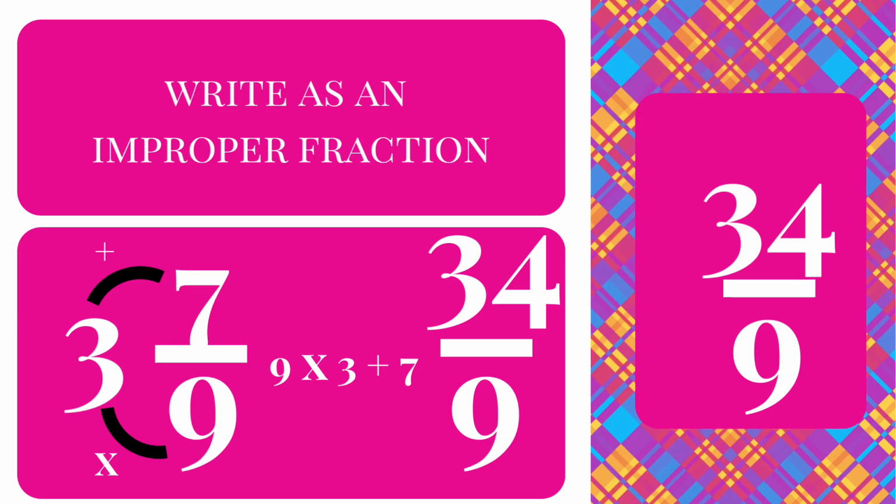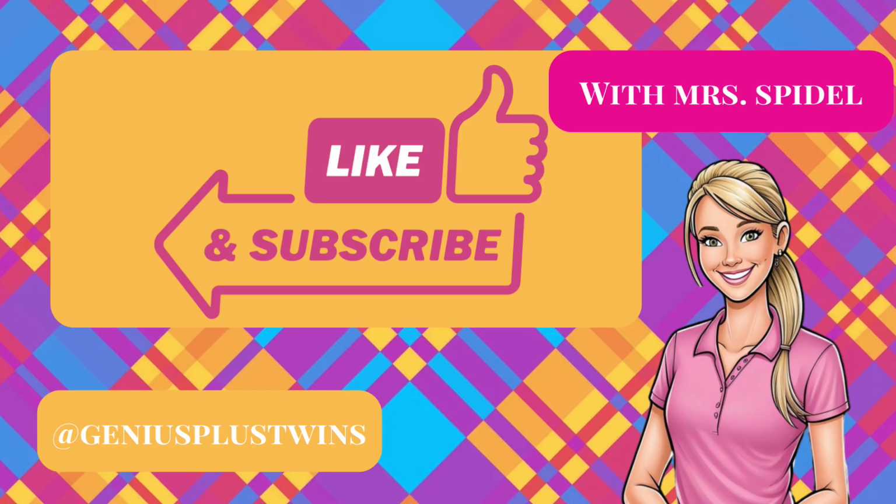This method works because you're essentially finding the total number of fractional parts represented by both the whole number and the fraction together. Understanding how to move between improper fractions and mixed numbers gives you flexibility when working with fractions. Sometimes one form is easier to visualize or compare, while other times the alternate form is more convenient for calculations.